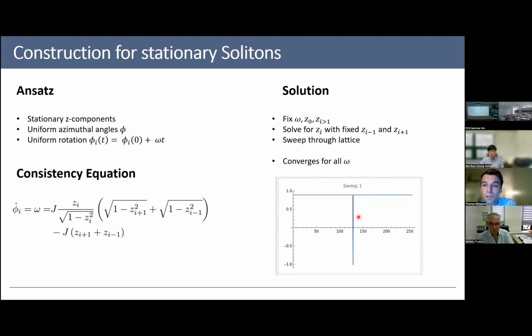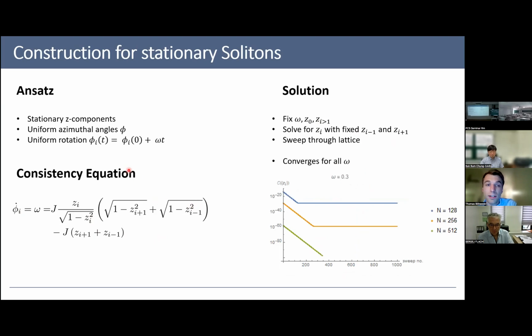And maybe if you don't believe this movie, you can also ask, does this solution satisfy this consistency equation? And what I'm plotting here is the error in the consistency equation as a function of the sweep number on a log plot. So you see this actually decreases exponentially as a function of the number of sweeps I do, and it plateaus at a value that increases exponentially with the system size.